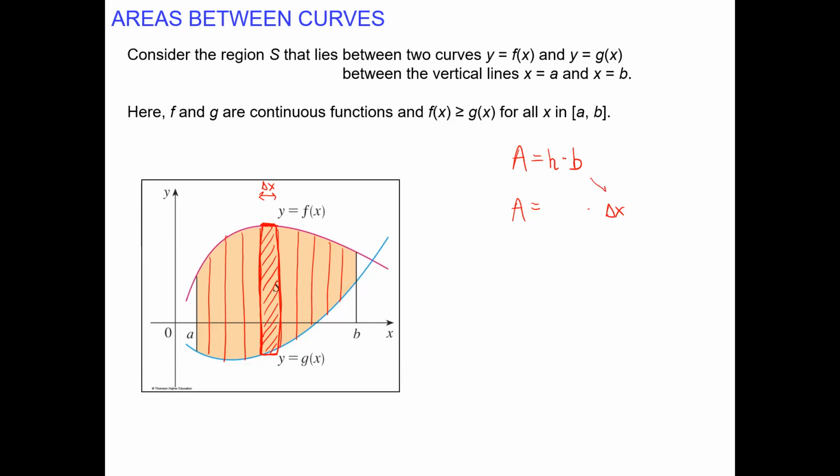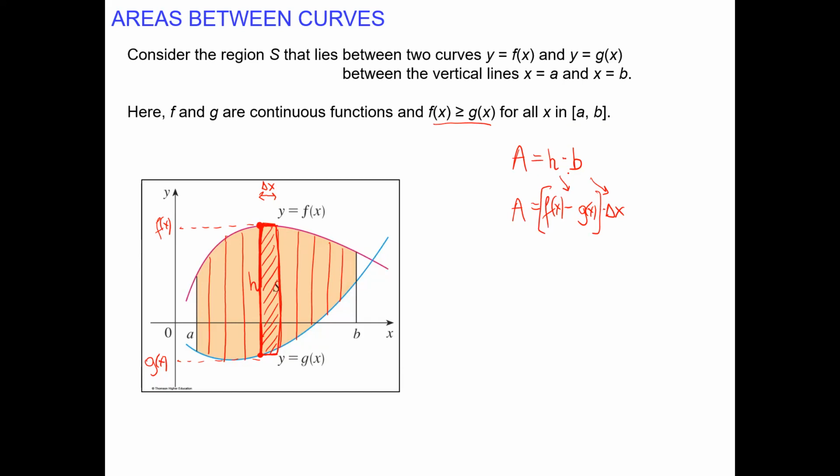The area of this rectangle is height times base. Base is delta x. Now the height is the length of this vertical interval. The value on the top is f of x, because that's the function f of x. The value at the bottom is g of x. To get the length of a vertical interval, we need to subtract the top value minus the bottom. f of x minus g of x will give us that height.